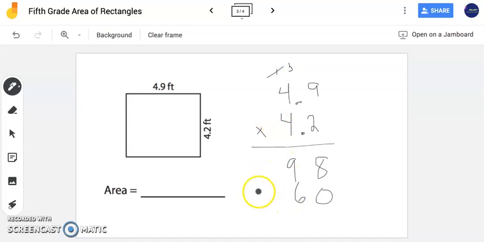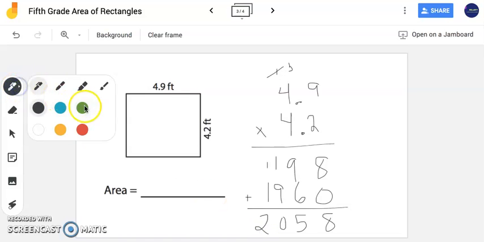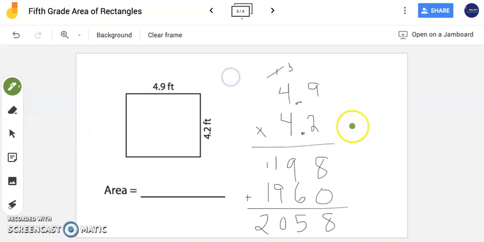4 times 4 is 16, plus 3 is 19. And now I'm going to add everything together. Hopefully these skills are coming back to you. Now as we add everything together, we're going to come up with an answer of 2,058. But as hopefully you are all recalling, that is not our correct answer. We have to do one more thing.